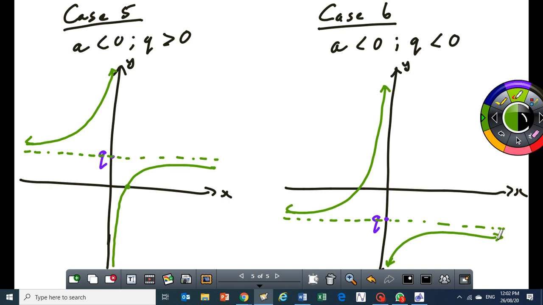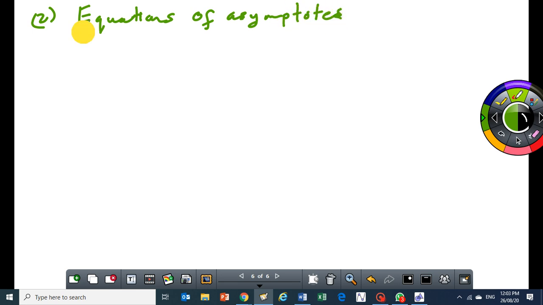Let's move on to equations of asymptotes. Number 2. Equations of asymptotes. Right? I've already told you that the x-axis can be an asymptote. The y-axis can be an asymptote. Okay? Now, any hyperbolic graph has got two asymptotes. Okay? The first one, I'll call it A.